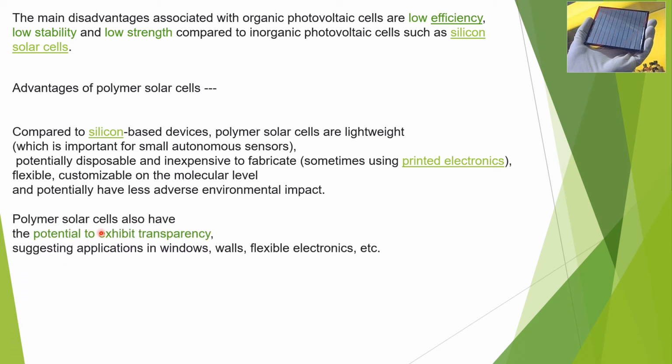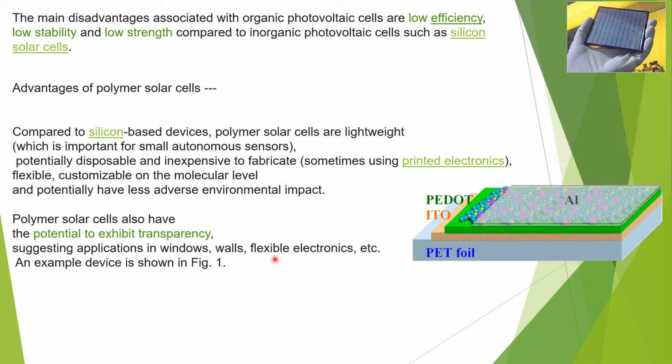Then polymer solar cells also have the potential to exhibit transparency, so they can be used in windows, walls, flexible electronics, etc. An example of this device is shown here in the figure. You can place it on your window, and if light energy is coming onto your window, it may automatically get converted into electrical energy, because conversion of light energy into electricity is a part of this cell, that is, a photovoltaic cell.